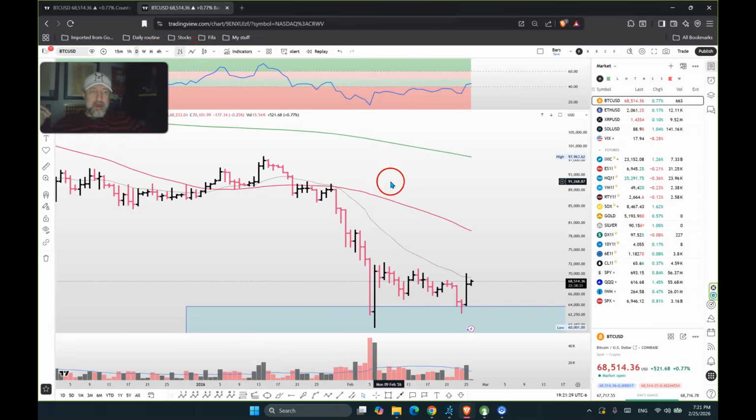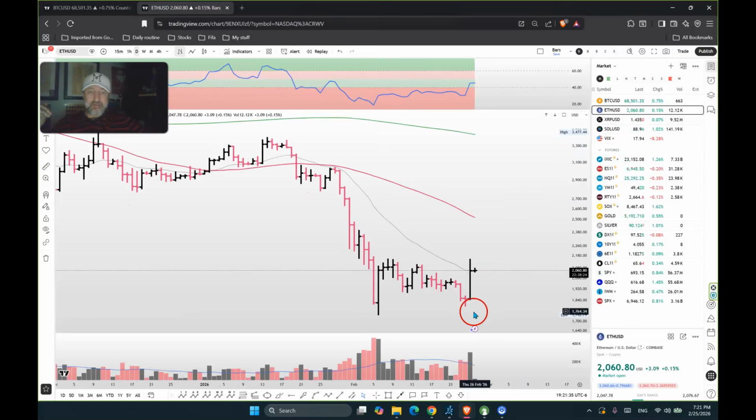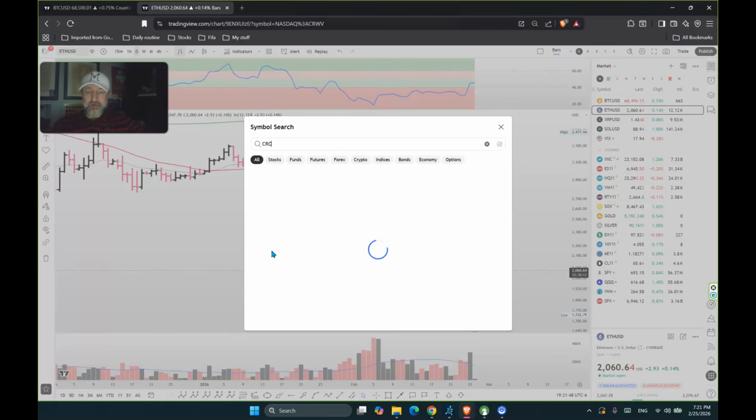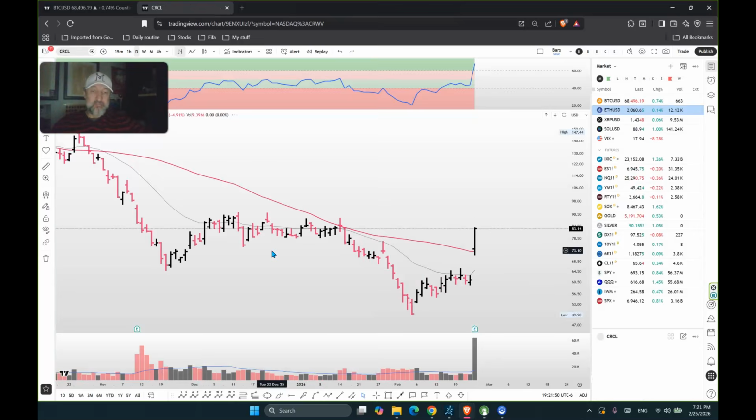Now I wanted to talk quickly about Ethereum, which also had a pretty good move, but I didn't look at that. It basically mirrors what Bitcoin does, right? Kind of the same thing, we've gotten a big reaction off the lows, and I guess this came after something like Circle. Maybe there were some other companies that got earnings, but Circle had a pretty big move in here.